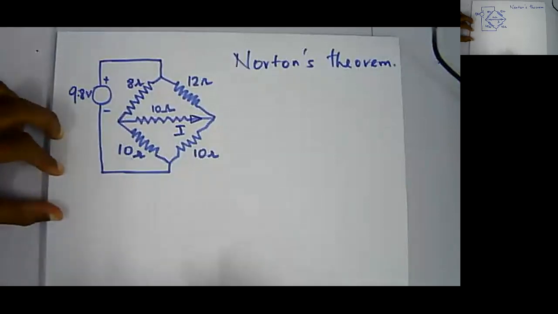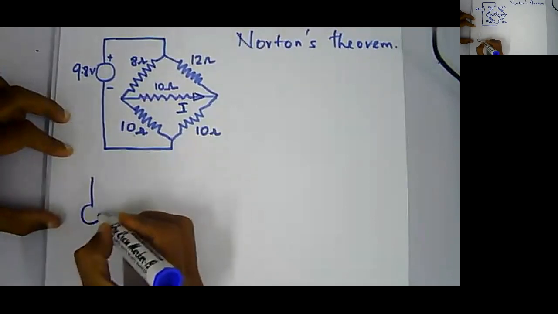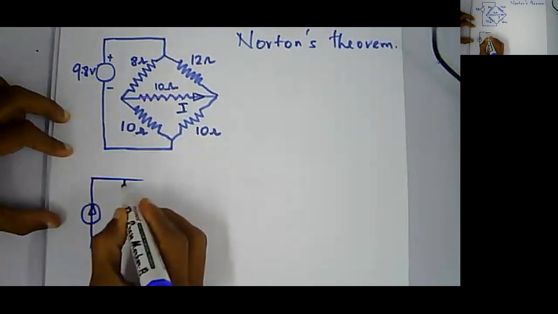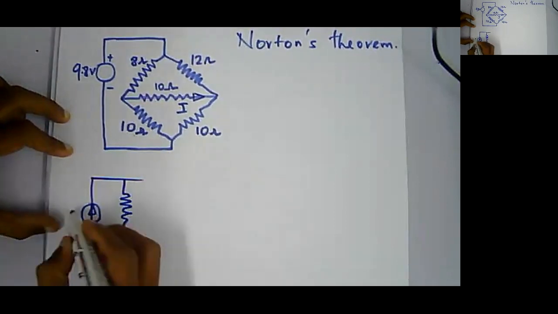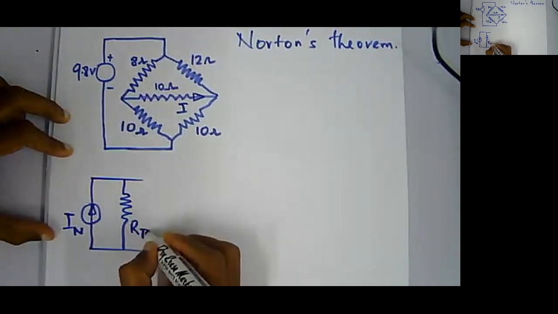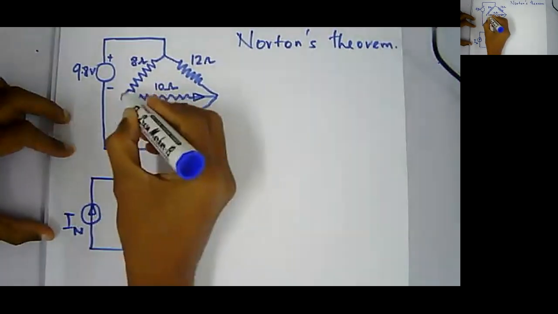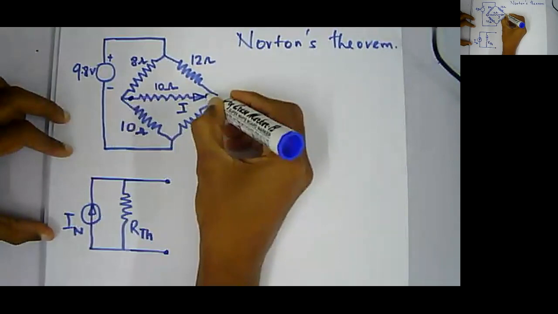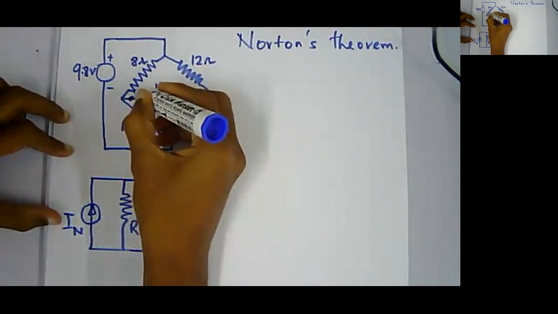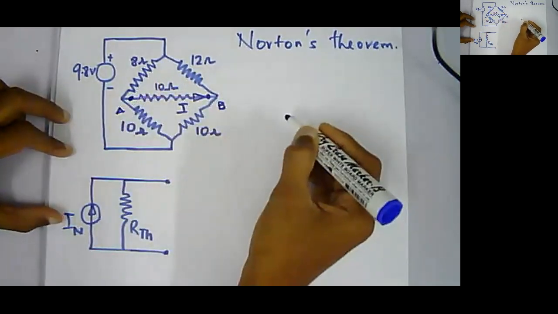First of all, we know the Norton's equivalent circuit, right? So any linear network can be simplified with a single current source of IN and a resistance of RN, or the Thevenin's resistance, right? So if you want to calculate the current I through the 10 ohm resistance, just consider this as point A and this as point B, right?